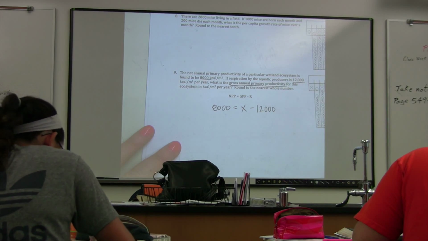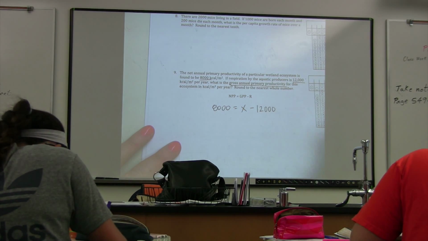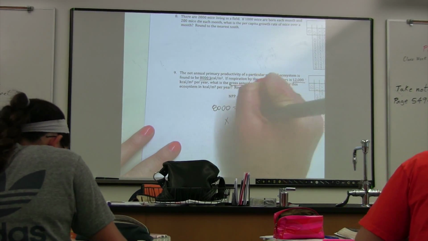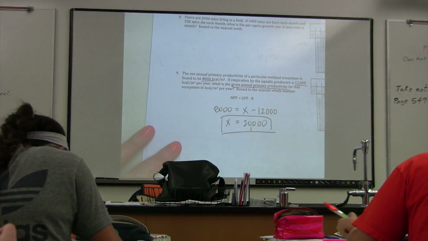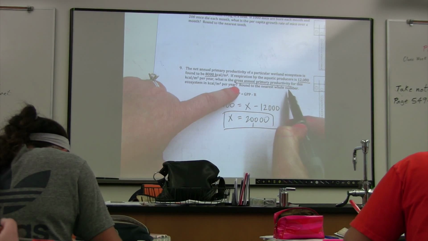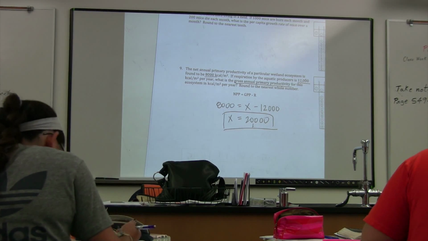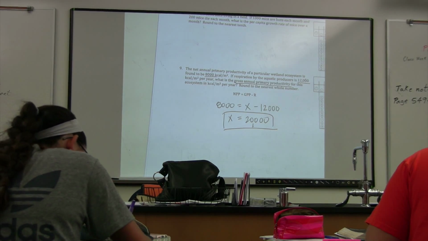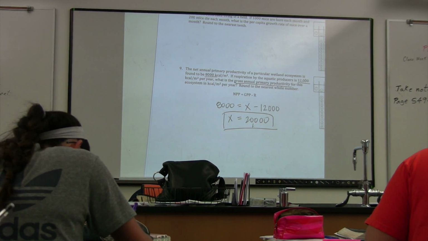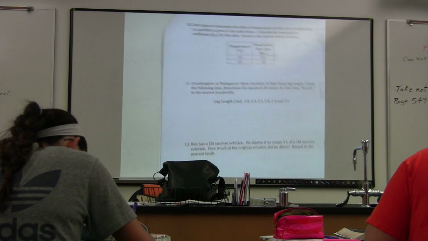12,000. What do I do? Add 12,000, solve for X. 20,000. Round to the nearest whole number. Is that tough? Oh, no. It's not, because it's already a whole number. Okay? All right, I'm moving on. Number 10.